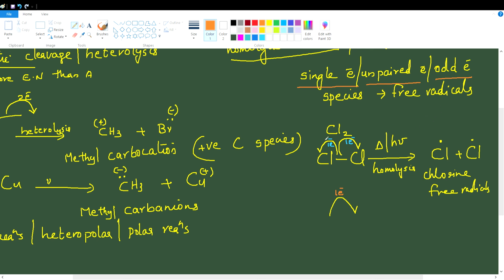These free radicals, carbocations, carbanions, all these are very reactive, highly unstable. These are called reaction intermediates. The reactions which proceed by homolysis are called free radical reactions. These reactions involving homolysis are called free radical reactions or non-polar reactions, also known as homopolar reactions.